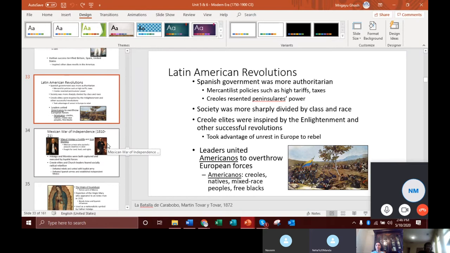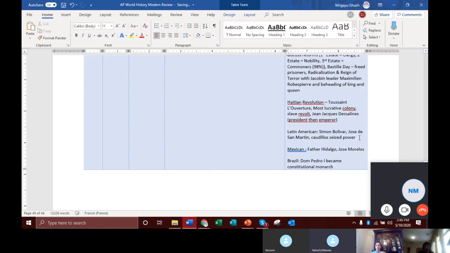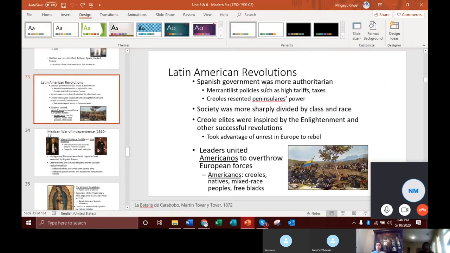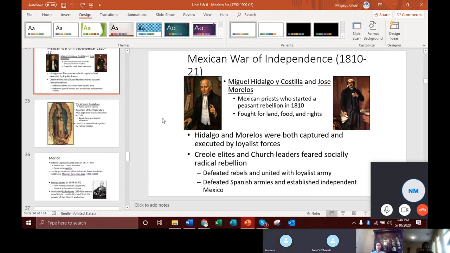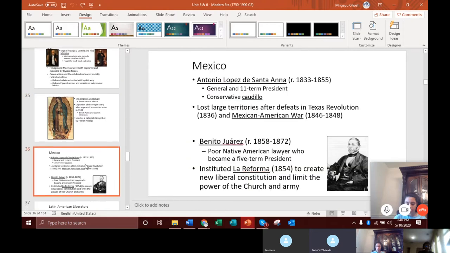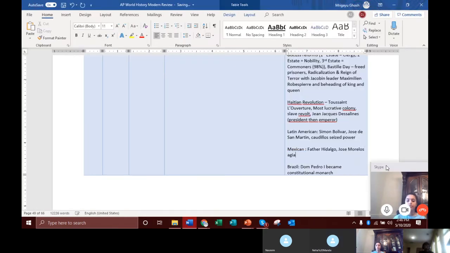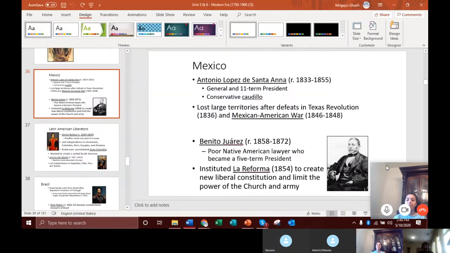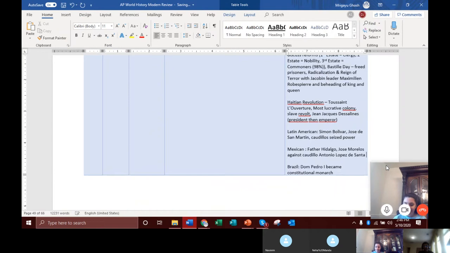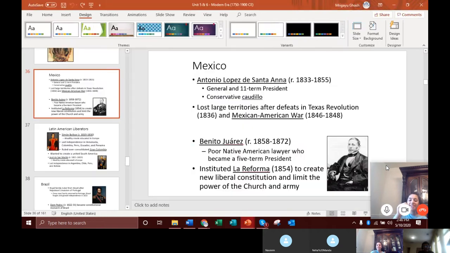Okay, now moving on to Latin American revolutions. We had Simón Bolívar, José de San Martín. No, that was later. Never mind. Okay, that's fine. So Mexico, I think we need to go back to Mexico. We had the caudillo against the Spanish, named Antonio López de Santa Ana, right? Santa Ana. Seventh grade Texas history coming through. And then we had Benito Juárez.